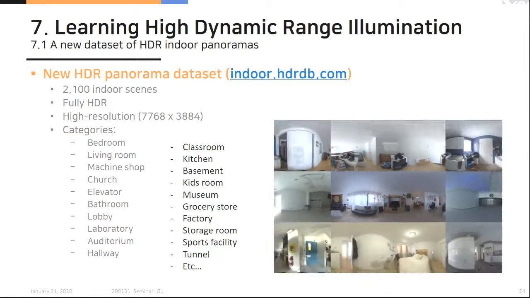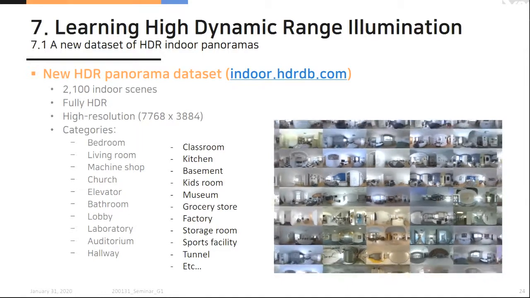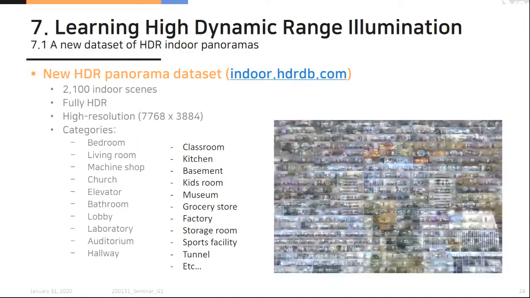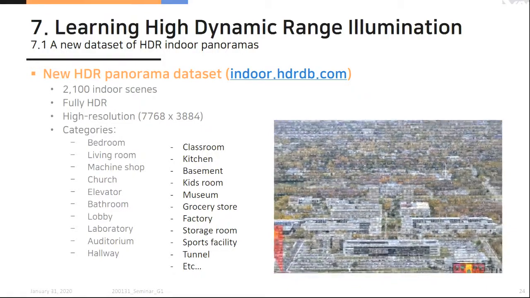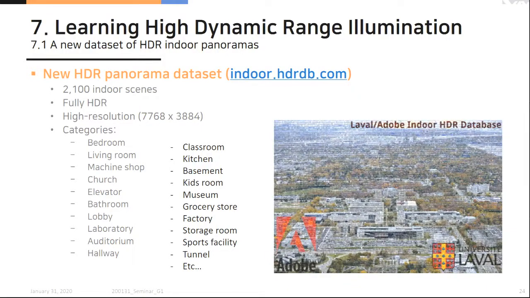In this section, they captured a novel data set of 2,100 high resolution, high dynamic range indoor panoramas. Since the network was trained on LDR, low dynamic range data, it does not know about the intensity of the light sources. So they further trained the network on a novel data set of high dynamic range panoramas, which enables it to jointly reason about light source direction and intensity. They published their indoor HDR dataset at that link, and they also categorized their data.